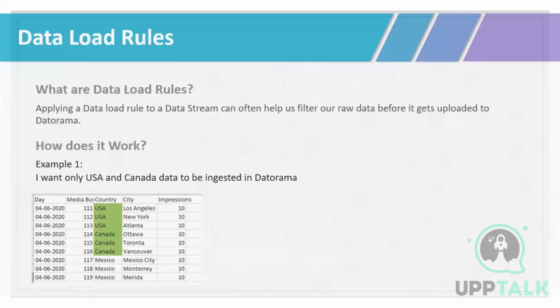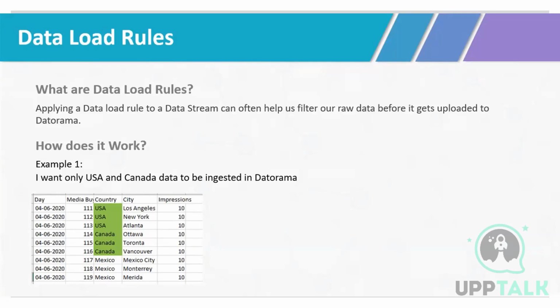So what is a data load rule? A data load rule is nothing but it helps us filter our raw data before it gets uploaded to Datorama. We have talked about it, right? So if we have data from 5 or 6 agencies and we are interested in 2 agencies' data, or we have data for the entire worldwide and we are interested in only US and Canada, we need to filter it out first hand.